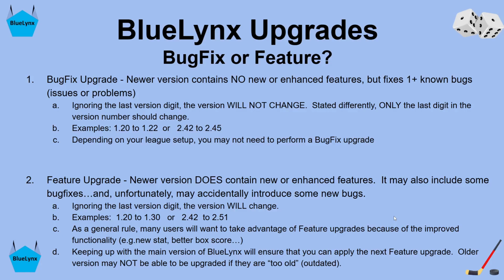So just a few of those items under feature upgrades: you can ignore the last digit, the version will change. So it might go from 1.20 to 1.30. So yeah, the last digit didn't change, but 1.2 changed to 1.3. Or similarly, 2.42 to 2.51. And when I think of a version, I think of it really as just up to the first digit after the decimal point, as that's what tells me what features are in the version. Whereas the last number is just about the bug fix or the patch level.